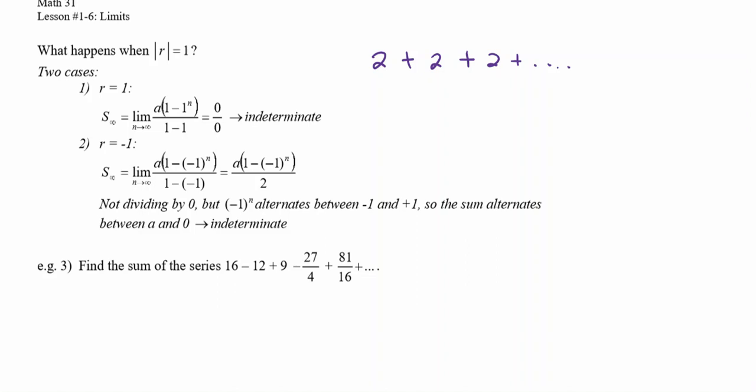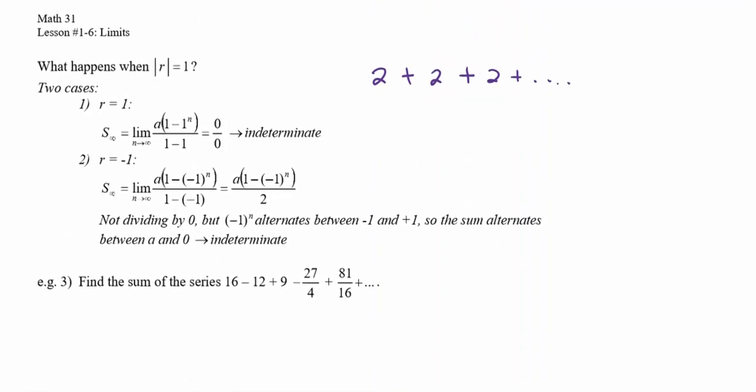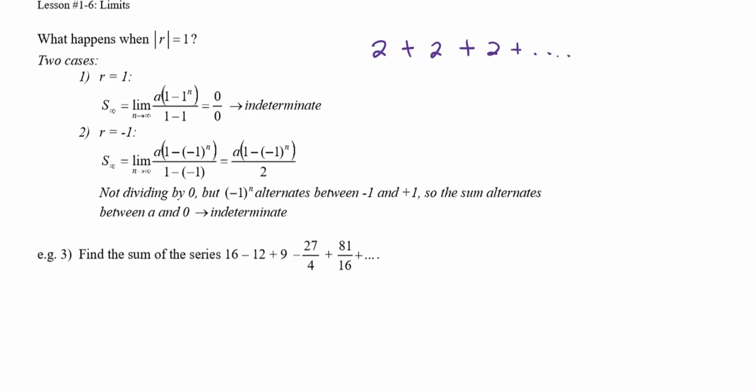If it was negative 1, this is another weird one. So negative 1, let's do it this way. If we had 2, and if r was negative 1, what would the next one be? Negative 2. What would the next one be? 2. Negative 2. So what do you think? If we just kept on going with this for infinitely far, what would the answer be?